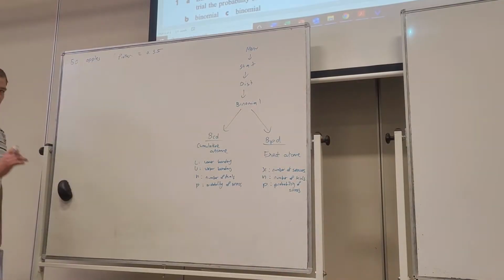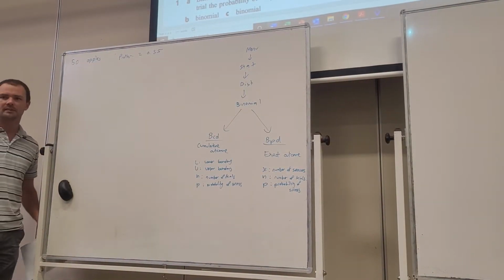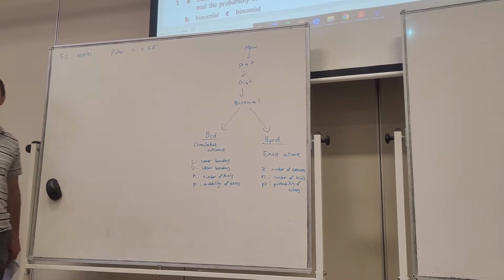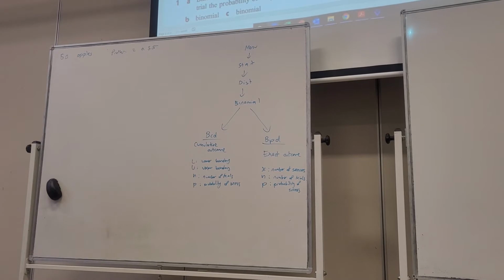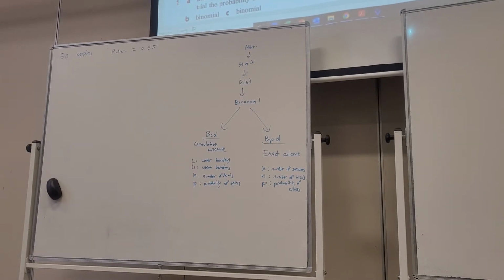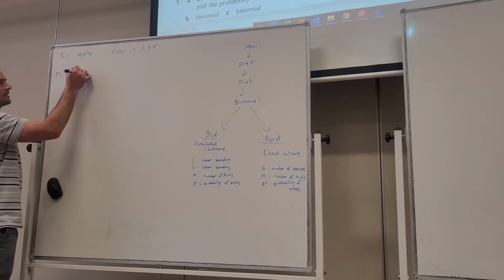Now, we've got the same problem, apples, and some of them being rotten. The probability of an apple being rotten is 0.35. And our first question says, what's the probability that exactly 20 apples are rotten? Okay, so what does this mean? This is the probability of x equals 20.